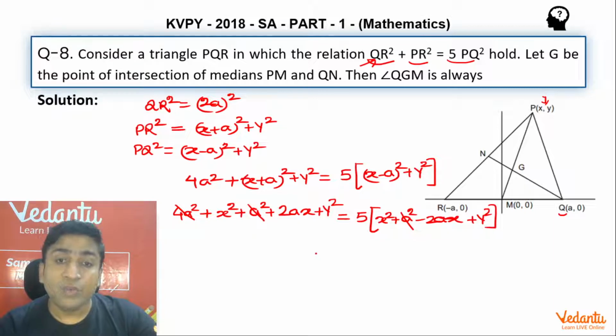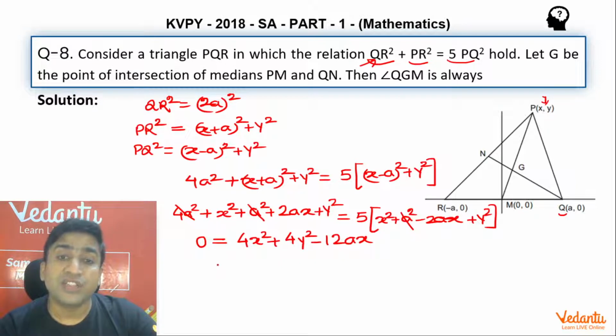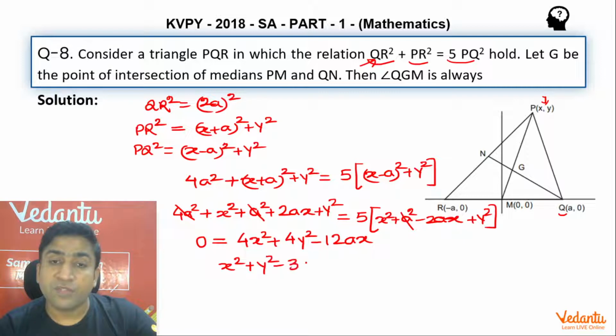Now if I try to take everything on the right hand side, I hope all of you will agree that on the right hand side I will be getting what? If I take everything on the right hand side, I'll have 4x square, I will have 4y square, and if you just watch it very carefully, I'll have minus 12ax. If I try to adjust 4, this relation gives x square plus y square minus 3ax is equal to 0. Or I can also write it as y square upon x square minus 3ax, it comes out to be minus 1.